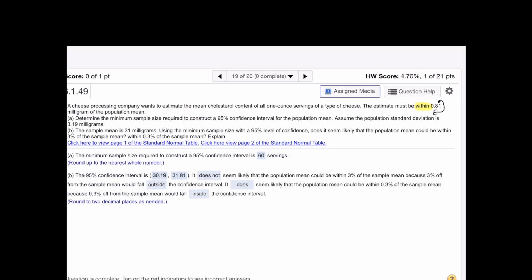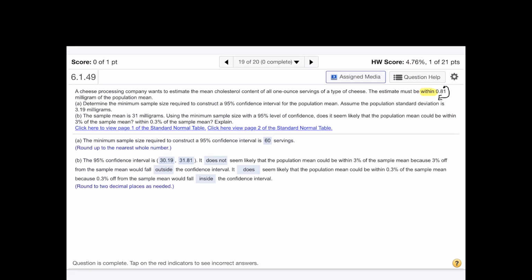Okay, once you know that, they're asking us to find out the minimum sample size. Do you see that? They're asking us to find out the minimum sample size required to construct a 95% confidence interval. And they say assume the population standard deviation is 3.19 milligrams. So let's go ahead and do the calculations here.